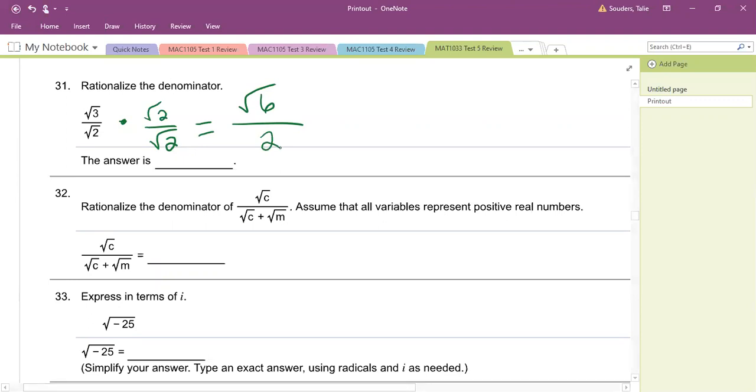So when it's just one term in the denominator, you just multiply it by that term, top and bottom. You do it top and bottom, right? Because you're really just multiplying by 1. So you're getting the problem in a different format, but you're not changing the problem per se.